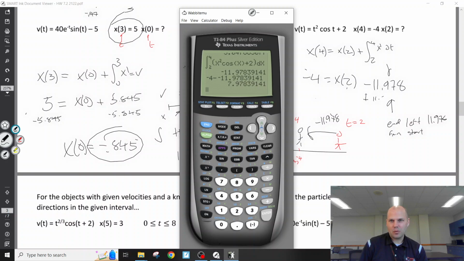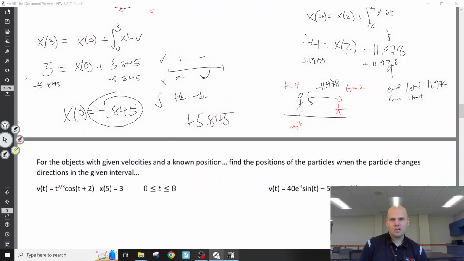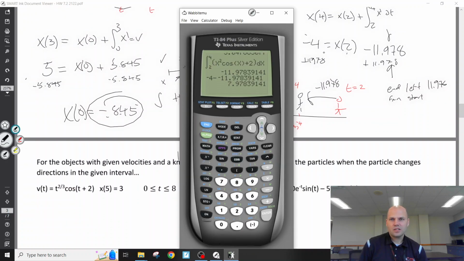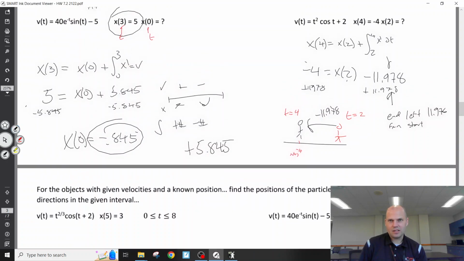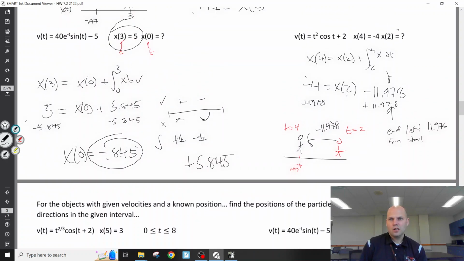Or subtract that negative number. Add 11.978. X of 2 gives us 7.978. This makes sense. I started here. I traveled some stuff. I ended up 11.978 to the left of where I started. Bam.